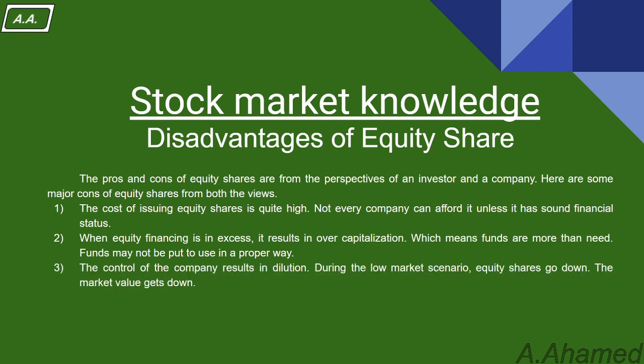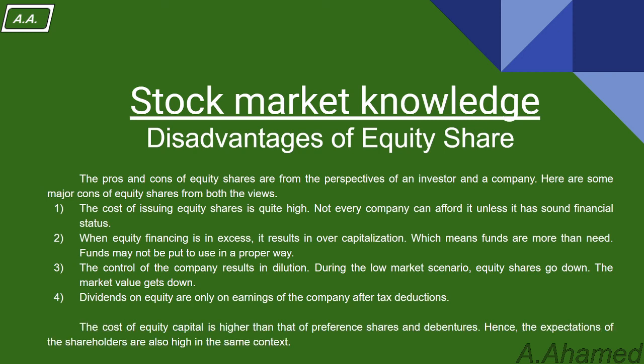The control of the company results in dilution. During a low market scenario, equity shares go down. The market value goes down. Dividends on equity are paid only from the earnings of the company after tax deductions. The cost of equity capital is higher than that of preference shares and debentures. Hence, the expectations of the shareholders are also high in the same context.